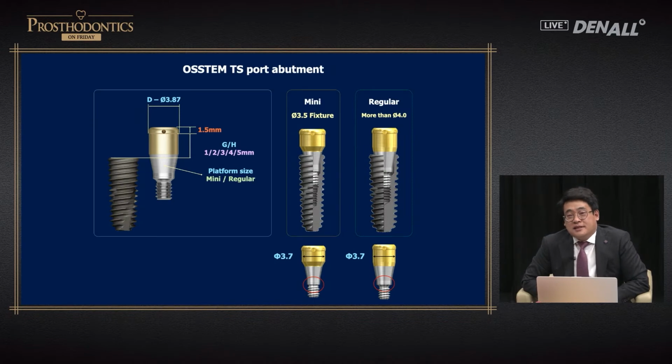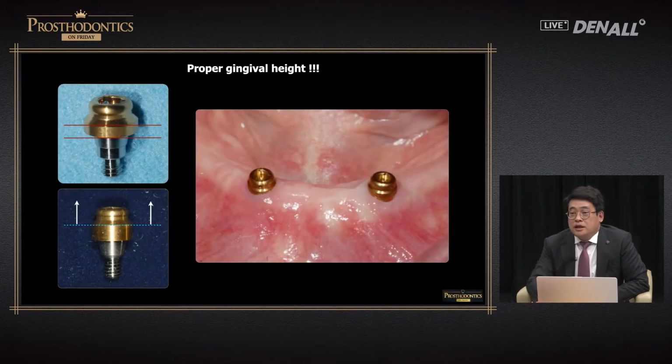In the case of TS port, this is applied to the TS implant. There is a mini size and a regular size in diameter, so you can assume that there will be a difference in connection area. However, if you look at this image, the dimension of the area where the nylon nail goes in is the same. So you can use a 3.7 diameter component. Appropriate GH is very important.